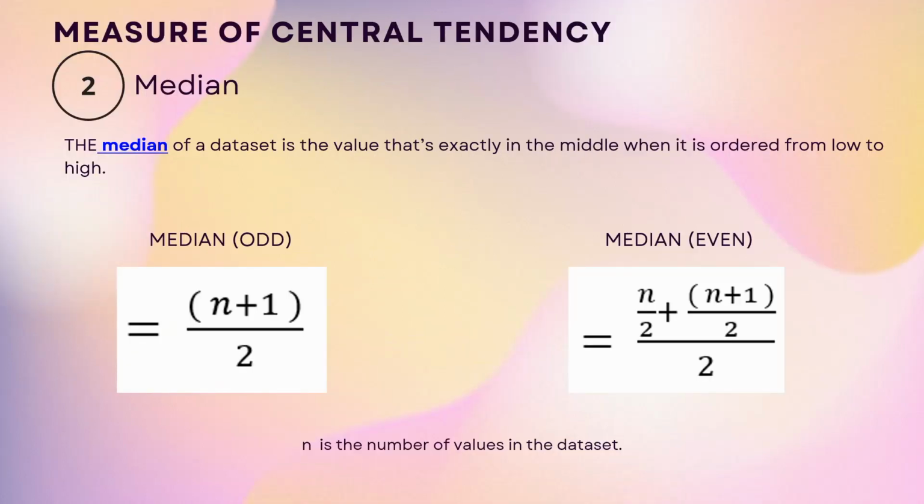Next up, we have the median, a robust measure of central tendency. Unlike the mean, which can be influenced by outliers, the median represents the middle value of the dataset when arranged in ascending order. If n is odd, median is equal to (n plus 1) over 2. If n is even, median is equal to [n over 2 plus (n plus 1) over 2] all over 2. Note that n is the number of values in the dataset. It is not affected by extreme values or outliers, and it is often used when the data is skewed or contains outliers.